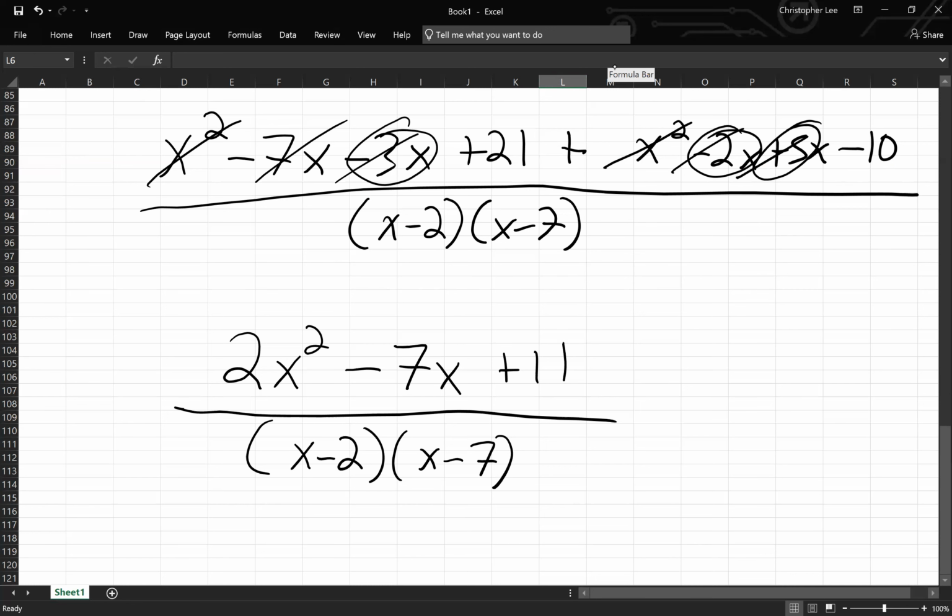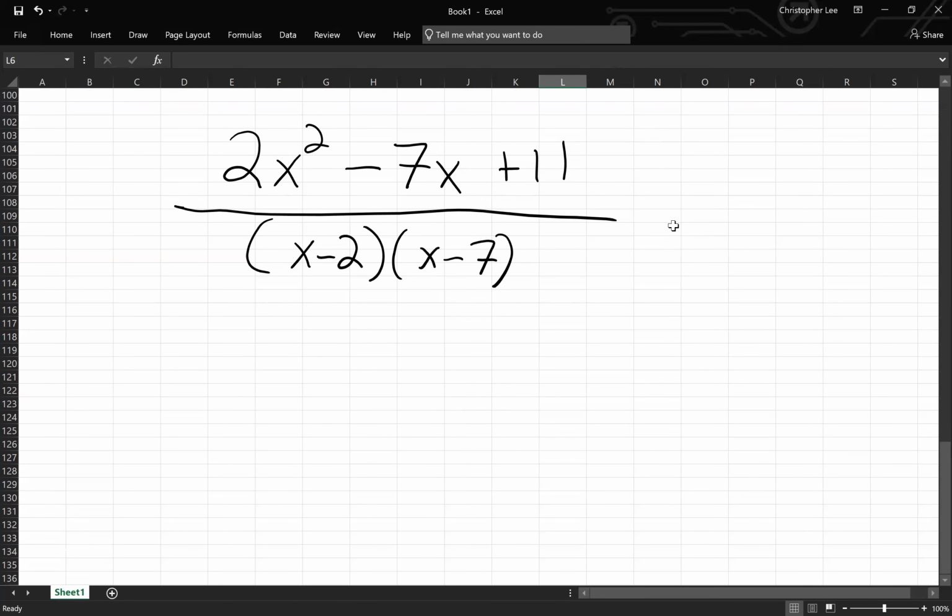Now, not yet. After this, you have to see if you could factor this, right? Do a little AC method on it, see if you can. It's okay if you can't. If you can't, that's just the answer. But if you can, we have to simplify this even further, right? So let's try a little AC.